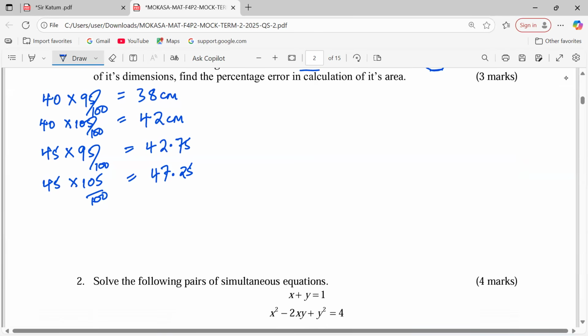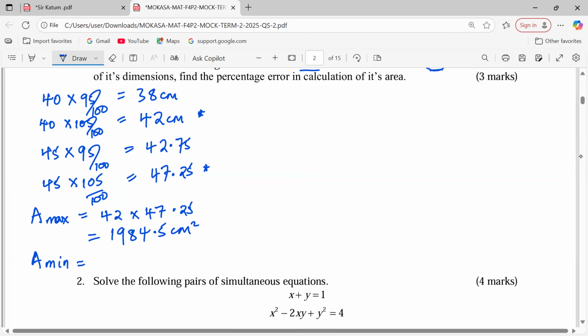So with the maximum and minimum values of each dimension, then we can proceed to get the maximum area. The maximum area will be given by the maximum width times the maximum length. So we pick 42 times 47.25. This shall give us a value which is equivalent to 1984.5 square centimeters.